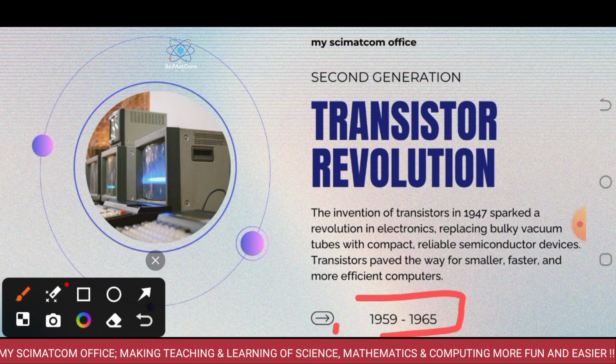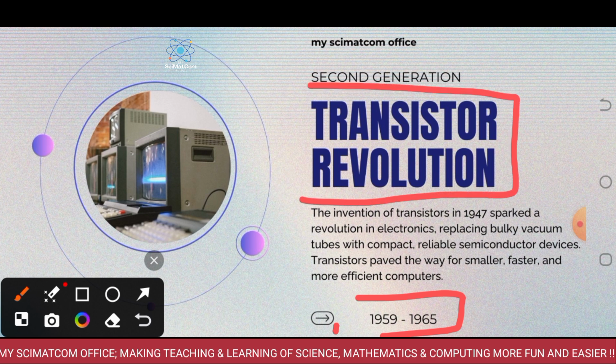Then from 1959 to 1965, the second generation computers used the transistor. These transistors were made up of thousands of vacuum tubes, so the vacuum tubes were integrated into transistors. And transistors, we know, are semiconductors. Because they are semiconductors, these transistors paved the way for smaller, faster, and more efficient computers.